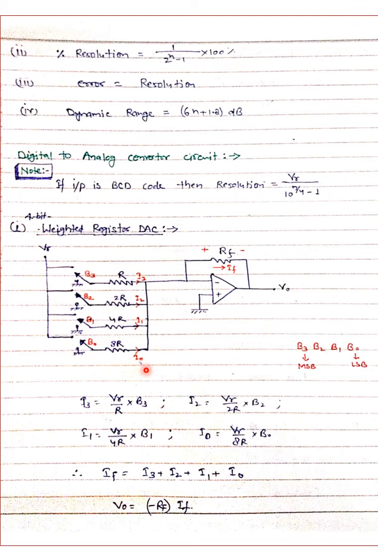V3, V2, V1, V0, because when V3 is high or 1, only then current flows through this circuit. If V3 is 0 or grounded, then there will be no current, because both terminals of this resistance will become grounded. Similarly, for 2R, 4R and 8R resistors, the current depends upon the position of these switches. B3, B2, B1, B0 can be either 0 or 1.